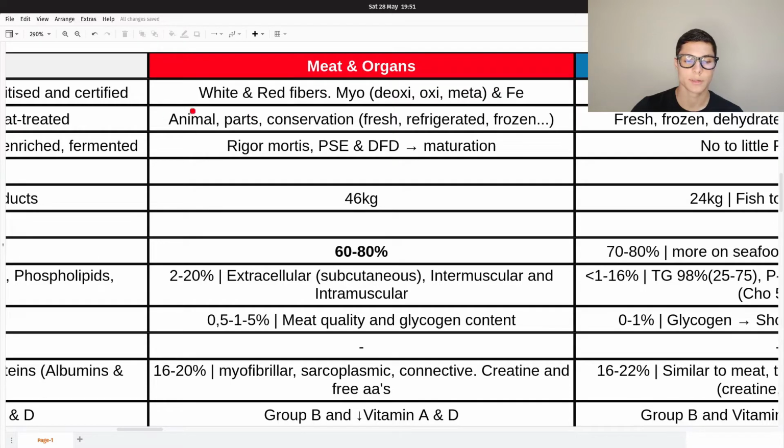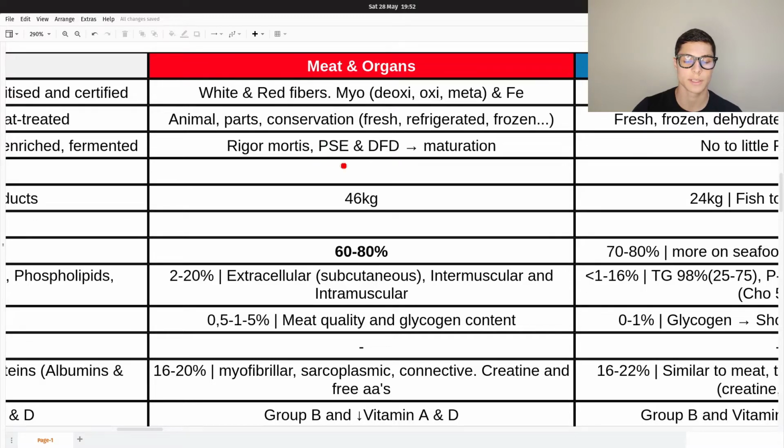Classification of meat is from the animal, the part of the animal, and from the conservation, if it's fresh, refrigerated, frozen, etc. We have to mention the rigor mortis in here. Rigor mortis is when the glycogen from the muscle becomes lactic acid and lowers the pH of the whole muscle, creating the perfect circumstances for an enjoyable meat which is not too firm.